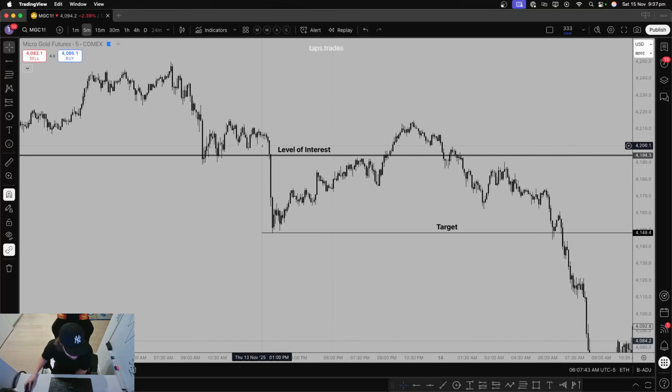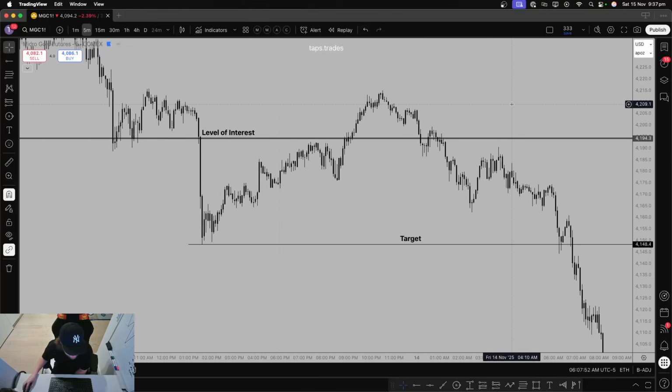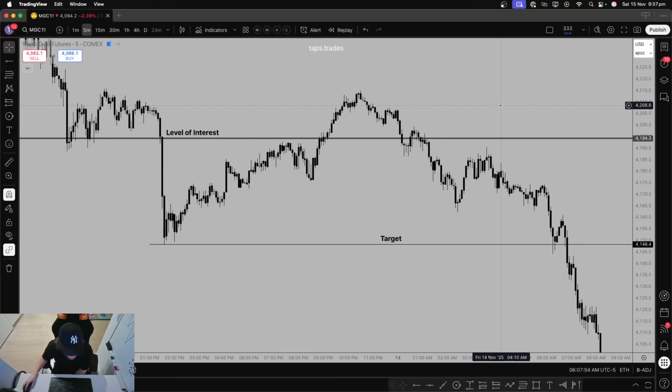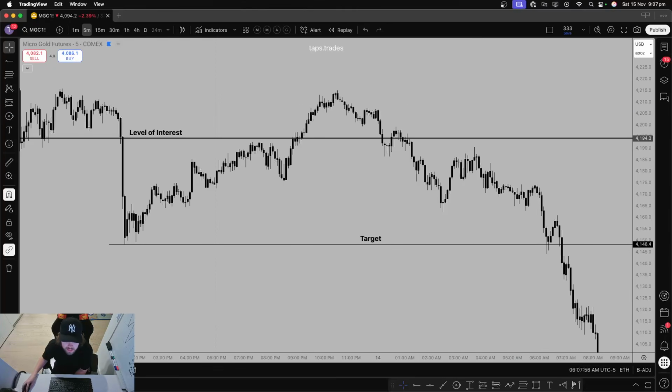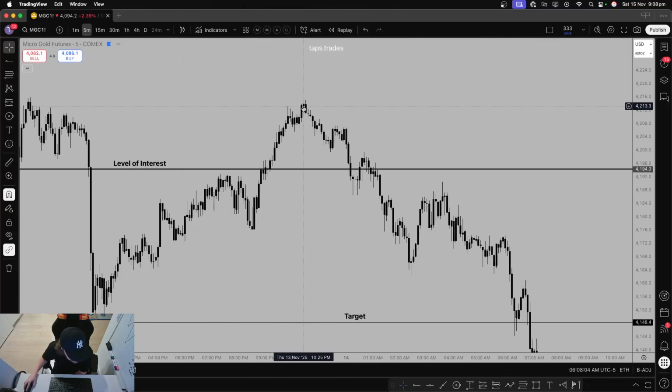So we know that this is the indication, right? We know that this is the correction, and now we've scaled into the smaller time frames, and now we're looking for characteristics of a downtrend. So what are the characteristics of a downtrend? We want lower lows and lower highs. So let's see what we've got here and see if we can find that.